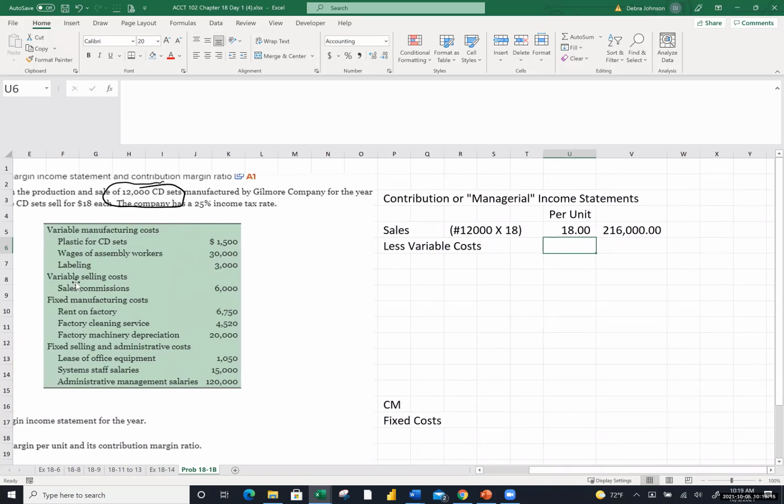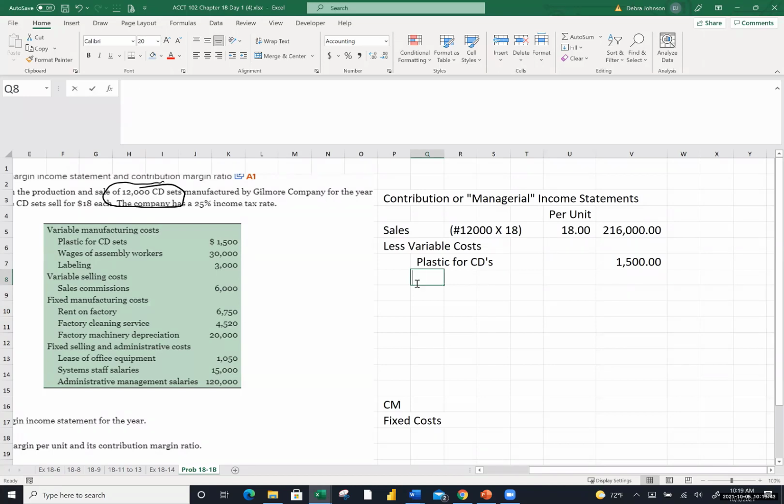Plastic, okay, we know that's direct materials, that's always direct. So under variable is going to go plastic. Plastic for CDs, and that's 1,500. I'll do the per units all at once. I'll do one formula and keep going. So we'll leave this per unit blank. We'll go back and fill that in.